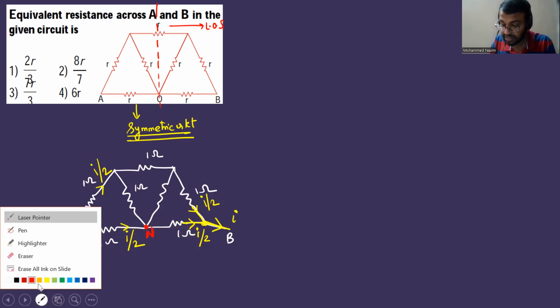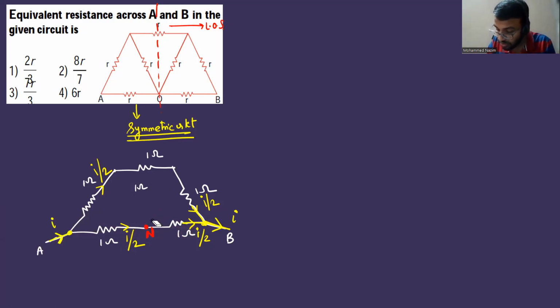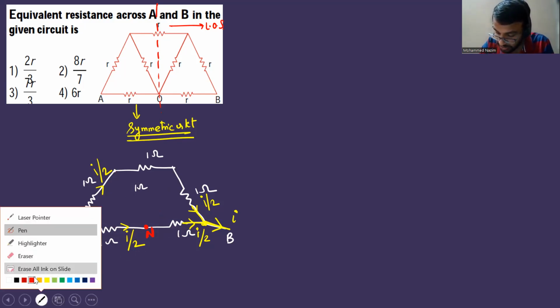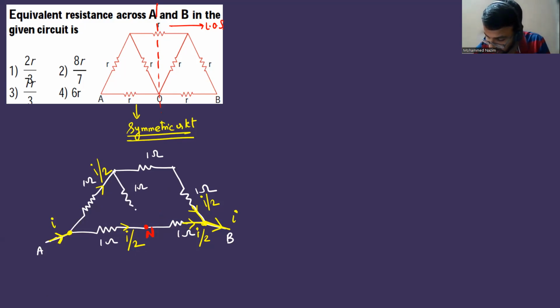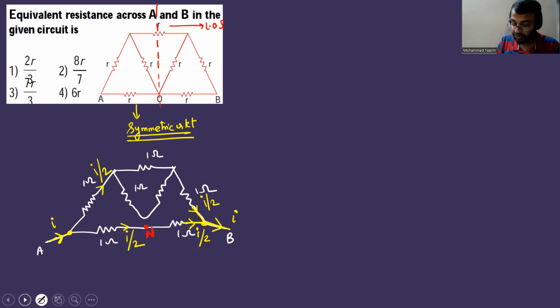That means I can consider that node as an independent node. I'll just redraw the diagram. You can understand like this. That node can be considered as an independent node. The reason is that here also I by 2, here also I by 2. If that node had some effect, it should have divided the current, but there is no division of current. Therefore, that node can be considered as an independent node.